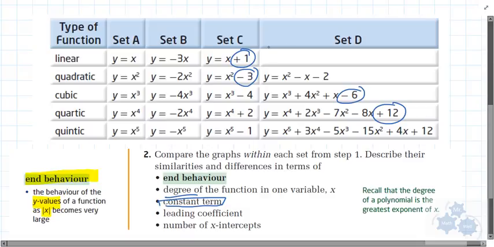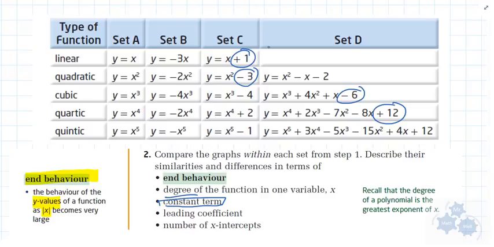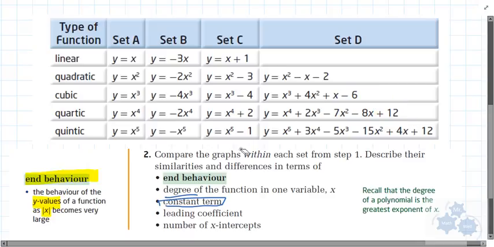So again, some of you are asking me, what do these graphs look like? Well, that's what we're going to talk about today. We're going to take a look at what everybody's done, and we're going to talk about these things.